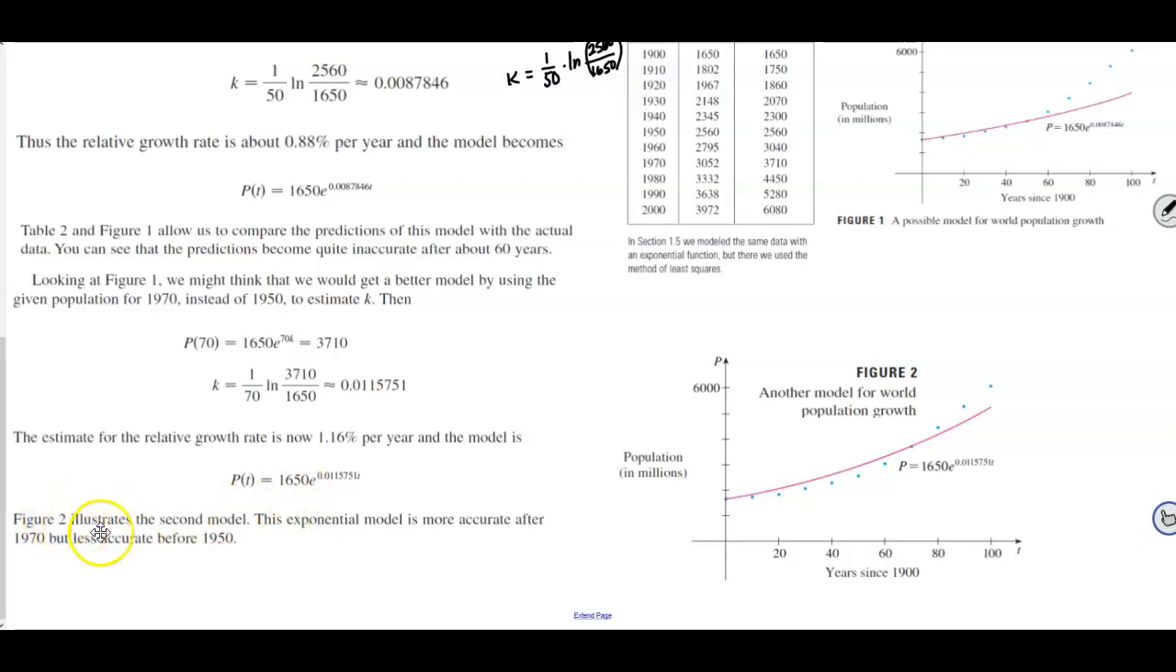In Figure 2, we illustrate the second model. This exponential model is more accurate after 1970, but less accurate before 1950. So you can see that this particular graph closely resembles the actual values, the inputs and outputs.